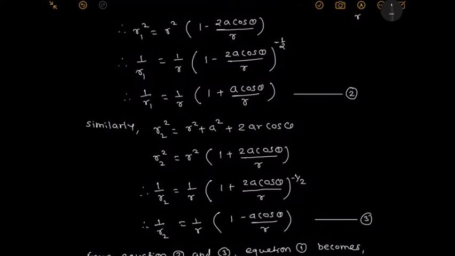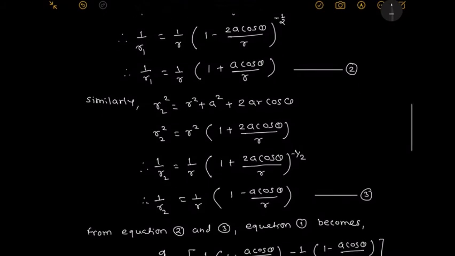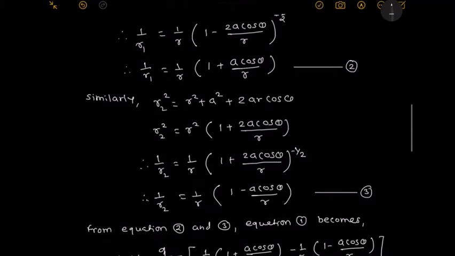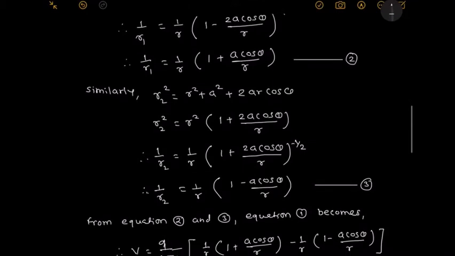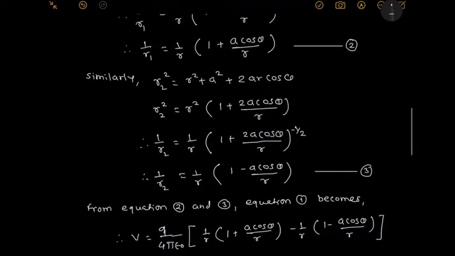Since R is raised to the power of minus half, we write the minus A cos theta, the 2 cancels between numerator and denominator, divided by R. Equation 3. Now from equations 2 and 3, we simplify equation 1.